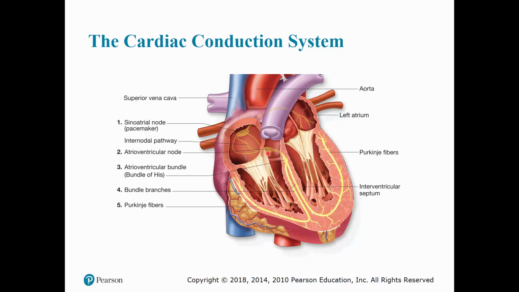Okay? And if the AV node fails, the signal is then based off of the Purkinje fibers, and if the Purkinje fibers are the primary pacemaker, our pulse is about 20 to 30 beats per minute.